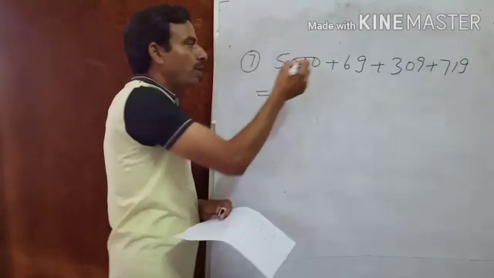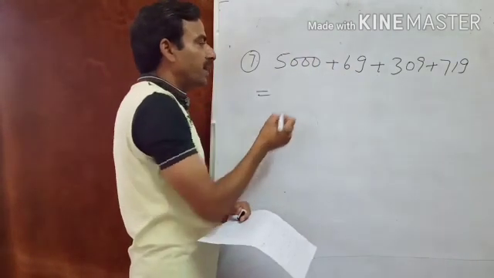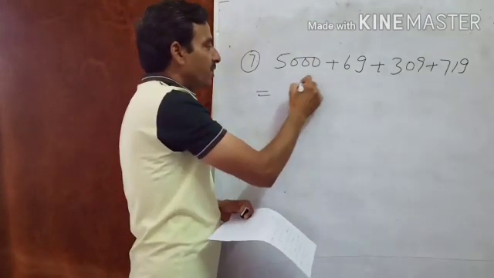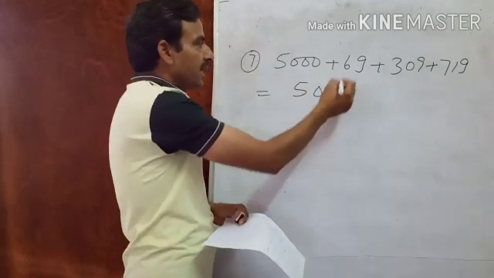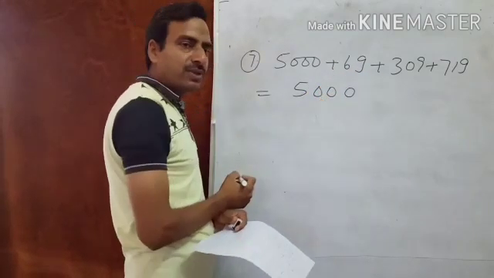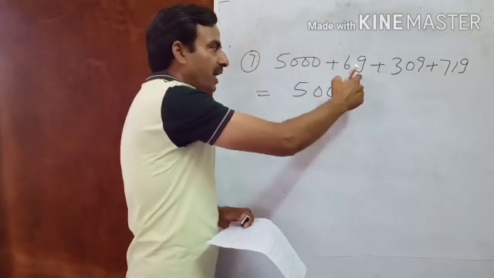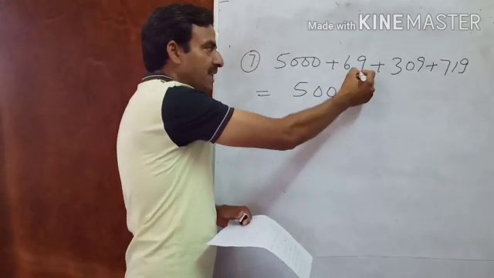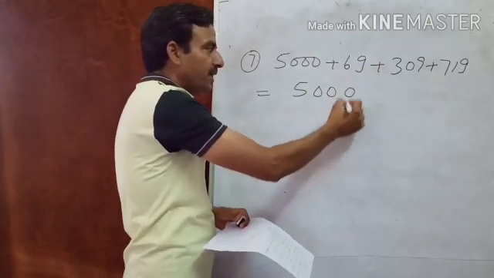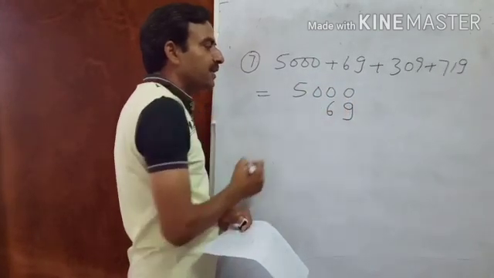Very simple. To solve this type of addition query, we have to write these numbers in columns. First we write 5,000. Then after that 69 under 5,000. I taught you we have to write ones under ones. In this, 0 is ones. In this, 9 is ones. So we write 9 over here. In this, 0 is tens. In this, 6 is tens. We write 6 over here.